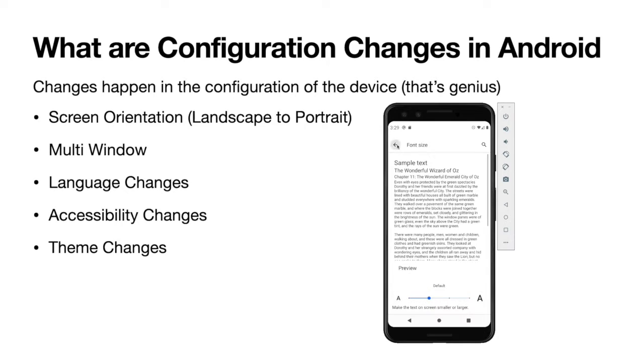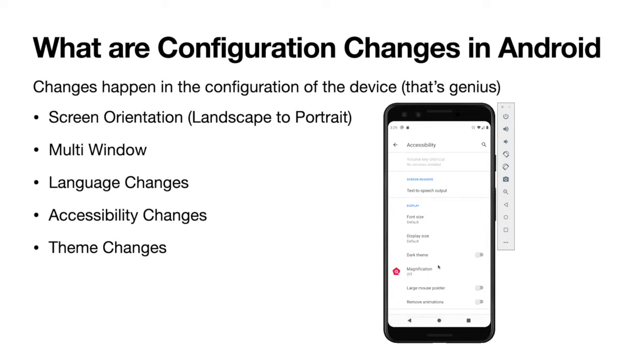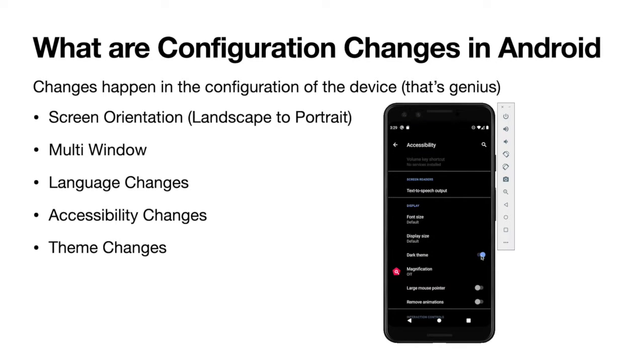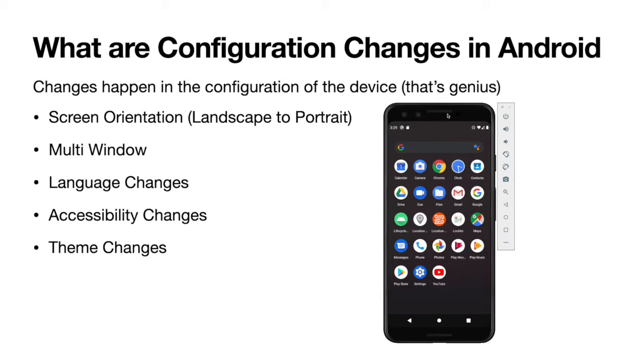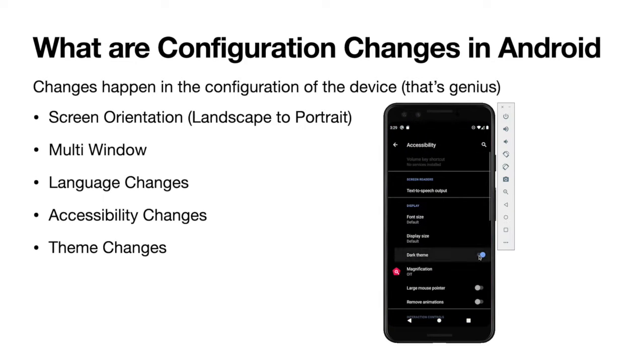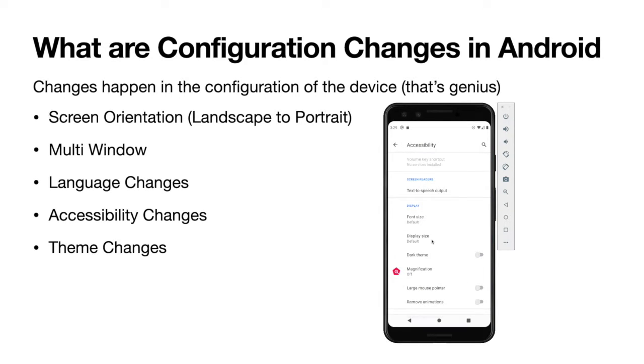Now last but not the least, the theme changes, which actually come under accessibility changes. So for example, if you change your theme to dark theme, if I change it over here, you can see the theme is changed in the whole device. My launcher is all black and the icons' contrast color has been changed. And if I switch back to my normal theme, you can see the background is white. So these are some of the basic configuration changes that happen in Android.